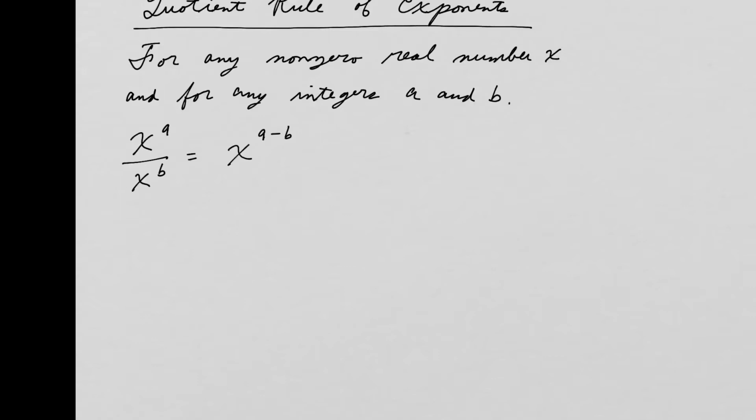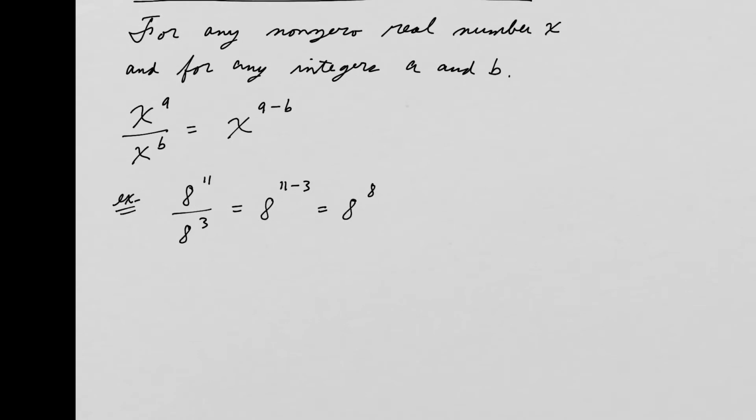So a few examples of that would be the following. Let's say we have 8 to the 11th over 8 to the 3rd. Well, I have the same base, 8, so I keep the 8. And then I would do 11 minus 3, which happens to be 8. So the answer would be 8 to the 8th. And you could expand it out, 8 times 8 times 8 times 8, some really big number. I'll just leave it as 8 to the 8th.